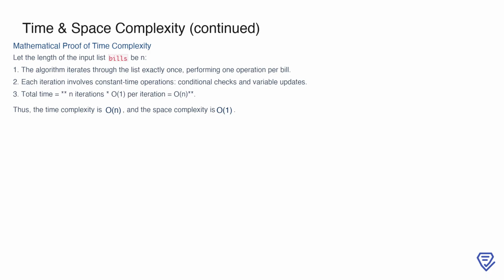This gives a total time complexity of O(n). The space complexity remains O(1), as the algorithm only uses a fixed amount of memory for the 2 counters, regardless of the input size. This mathematical confirmation further reinforces the efficiency of the solution.